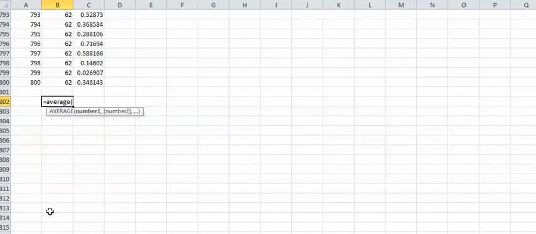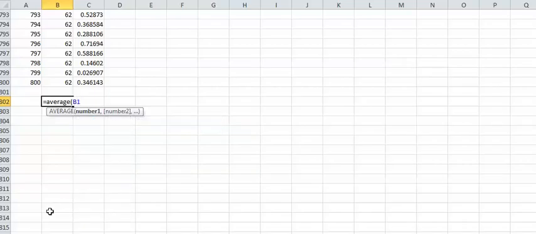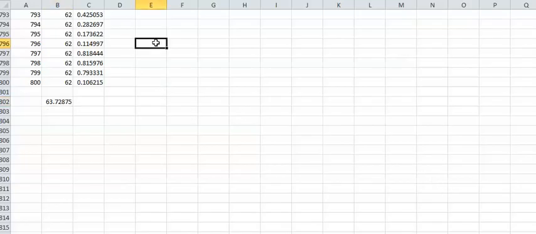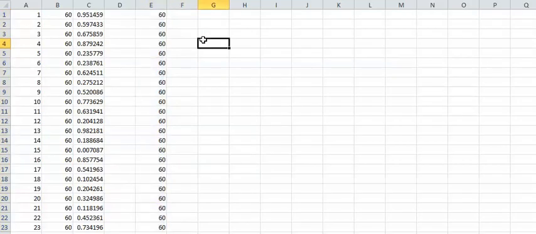And actually, if I enter B1 colon B800 and close the parentheses and press enter, it actually gets the average of all 800 numbers in column B, which is all 800 heights. So it just added all 800 of them and divided by 800 to get the population mean. So now we know what the population mean is, the mean of all heights in the population, and also the mean of the 30 people in the sample.